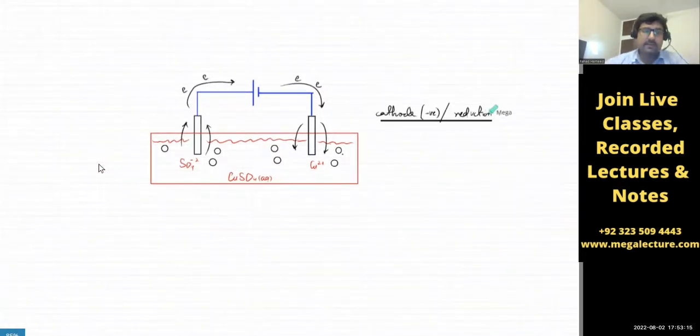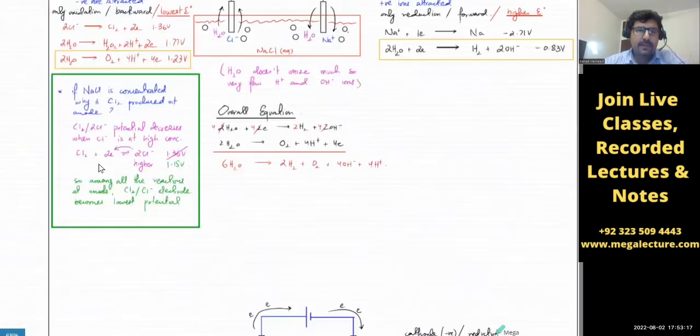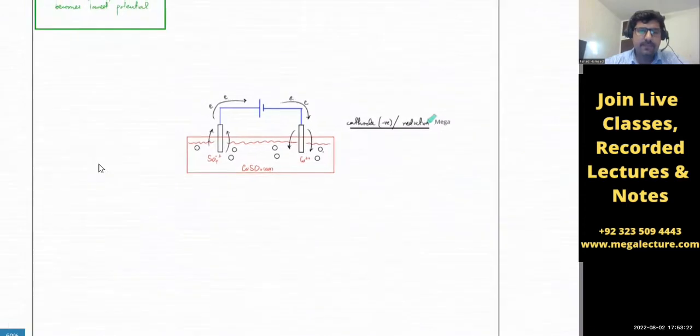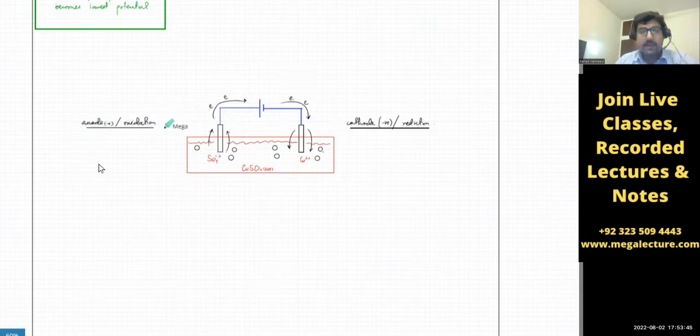So oxidation, let me copy it from above. So at anode, let me write it. At the other side, oxidation will happen at anode, the positive side. Anyone who comes to the positive side, usually a negative ion, is going to undergo oxidation. So you've got these two sides, cathode and anode.